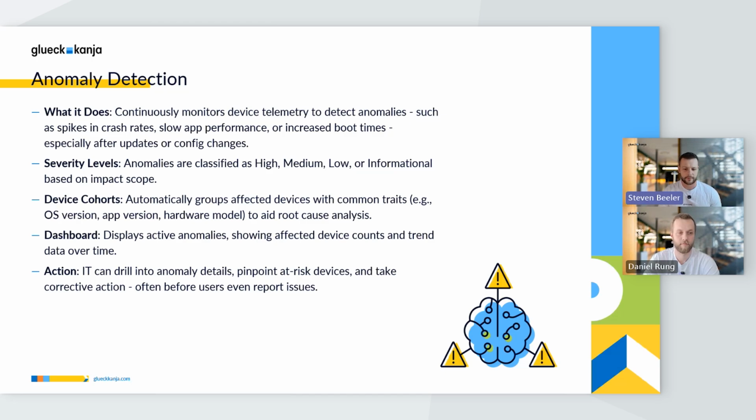Then we have device cohorts. What the anomaly detection also does is it recognizes patterns. So if you have, for instance, a group of devices that all got the same software update and have been misbehaving since then, it will create a group and group those devices so you can see what the common ground of those devices is and why the problem is actually occurring.